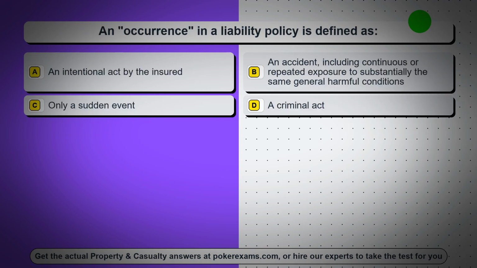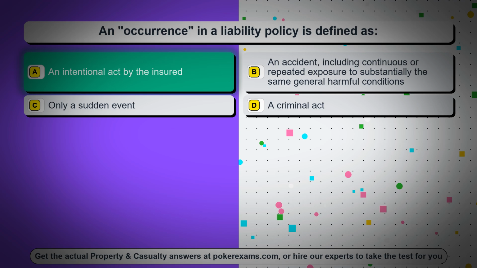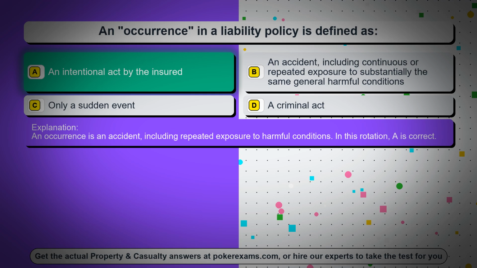Question 50. An occurrence in a liability policy is defined as option A, an intentional act by the insured. Option B, an accident, including continuous or repeated exposure to substantially the same general harmful conditions. Option C, only a sudden event. Option D, a criminal act. The correct answer is option A, an intentional act by the insured. An occurrence is an accident, including repeated exposure to harmful conditions. In this rotation, A is correct.